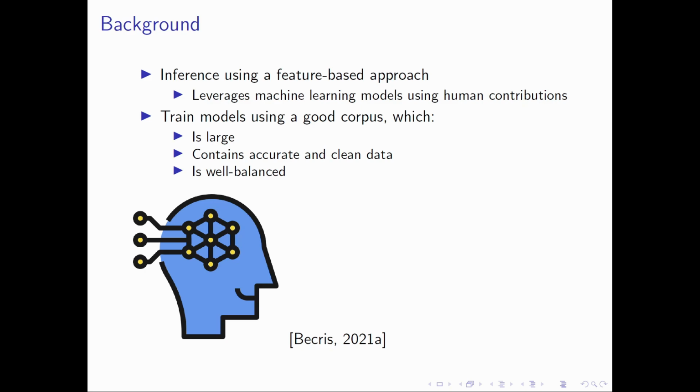A corpus is a collection of text organized in datasets, containing pairs of a premise and a hypothesis. Good corpora tend to be large and contain accurate and clean data, which is well balanced to provide structure. The quality of the corpus used to train deep learning models is pivotal to drawing accurate inference conclusions. Next, Will is going to talk about the problems facing natural language inference and explain the proposed solution.